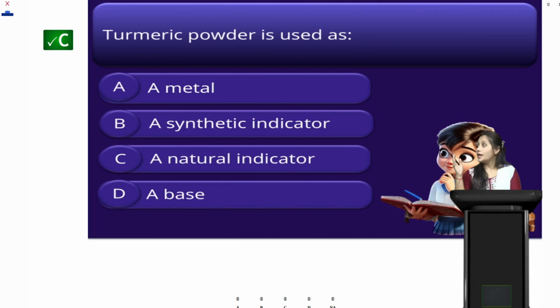So let me discuss the question. Turmeric powder is used as a metal? We have not seen anything metal-related in this chapter, so this option is wrong. Synthetic indicator: till now we haven't come across any synthetic indicator. Natural indicator: when I gave the name indicator, three images appeared: turmeric powder, hibiscus and red cabbage. So we can understand that turmeric powder is a natural indicator, isn't it? Okay.